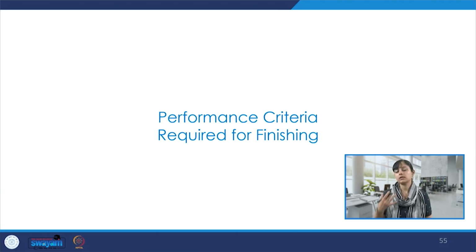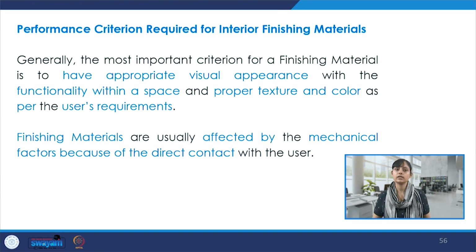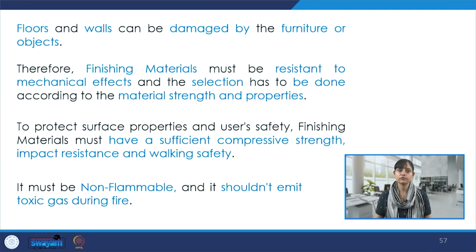There is a certain performance criteria which is required for finishing, and as designers, one has to really give attention to those. So the most important criteria for finishing material is to have appropriate visual appearance. Of course, it has to serve the functional aspects, but it also has to create proper texture, color, finish, and a visual appeal. And the finishing materials are usually affected by the mechanical factors because of the direct contact with the user. So even that, the traffic, occupancy, contact with the user, and then the impact it has on the finishing material and the overall finish, that's also something which has to be taken care of.